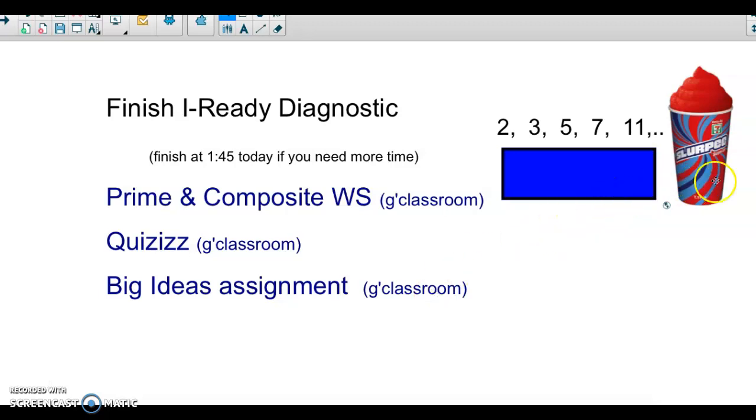And you might be wondering why I have a Slurpee here. Well, that's because when I think of the first 5 prime numbers, they are 2, 3, 5, 7, 11. I hear that 7, 11 and I think of a Slurpee. So that might help you remember that the first 5 prime numbers are 2, 3, 5, 7, 11.